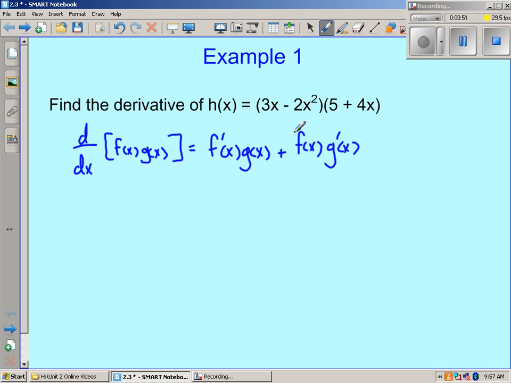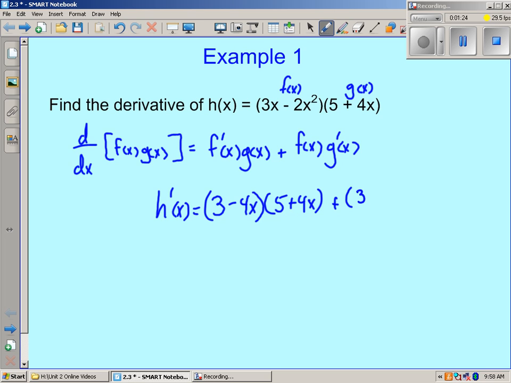So if I'm going to go ahead and find this, I'm going to follow this pattern. You can see this guy right here would be f of x, and this one would be g of x. So I'm going to follow this to take the derivative of h of x. So it's h prime of x, and it says take the derivative of f of x. So I take the derivative of this, and just following my power rules, I get 3 minus 4x. And then I'm going to multiply that by the original g of x, which gives me 5 plus 4x. And then I'm going to add on, rewriting f of x, which would be 3x minus 2x squared, and then taking the derivative of g of x, which just gives me 4.